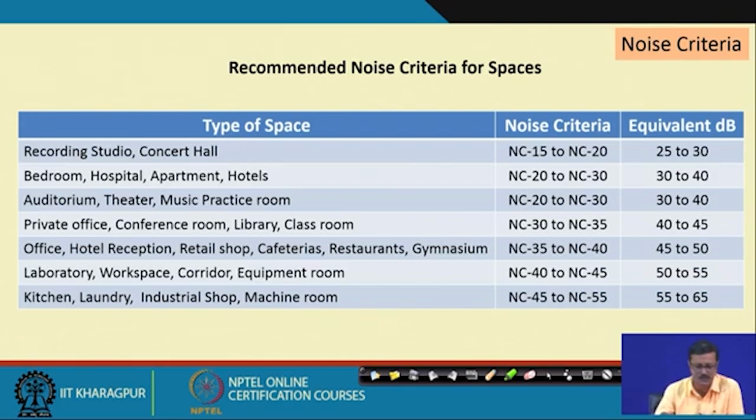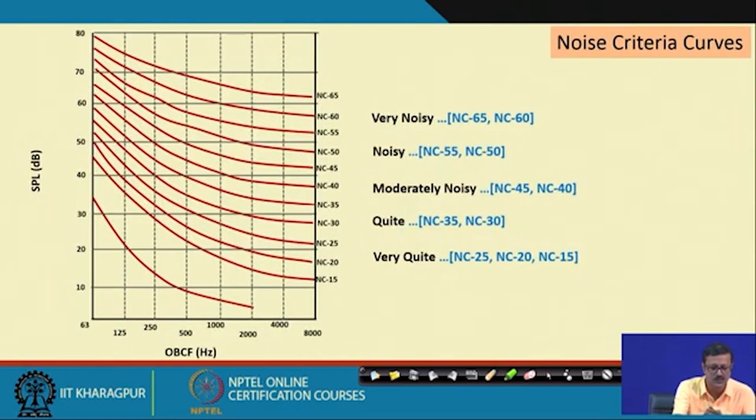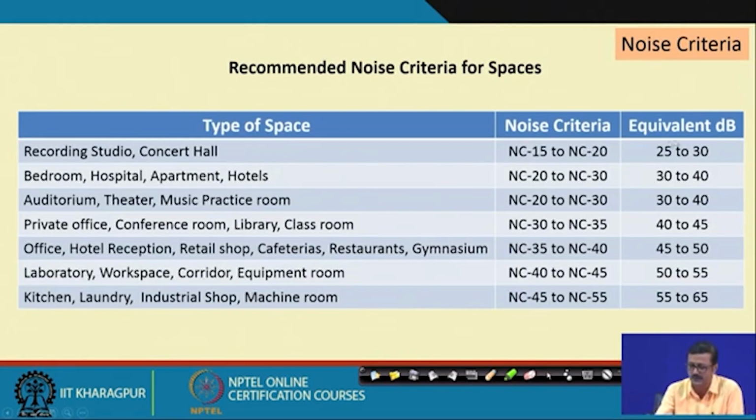But as you know, this noise criteria is a curvilinear line, so it may have a different SPL value for different frequencies. There may be an equivalent dB for all those. If it is NC 15 to 20, it is about 25 to 30 dB. So, there is a little shift from the NC to the actual equivalent dB.